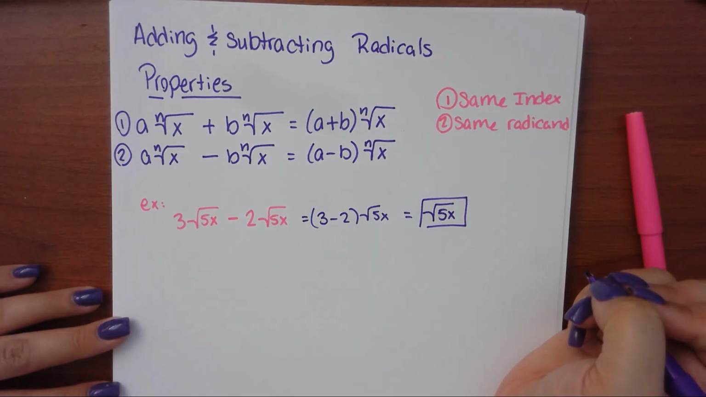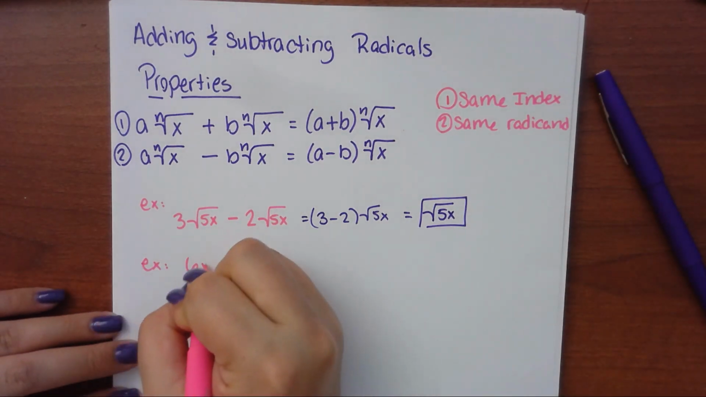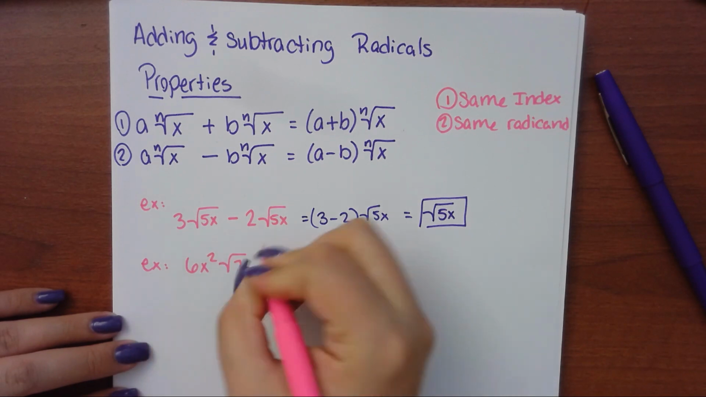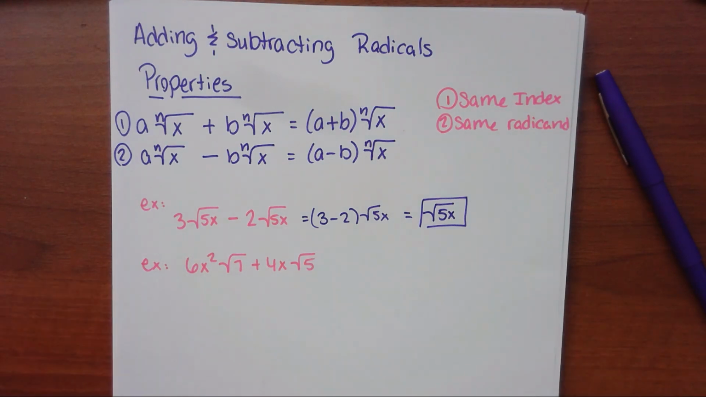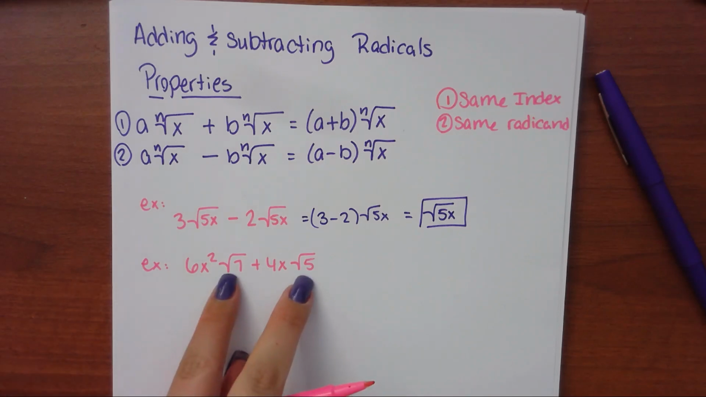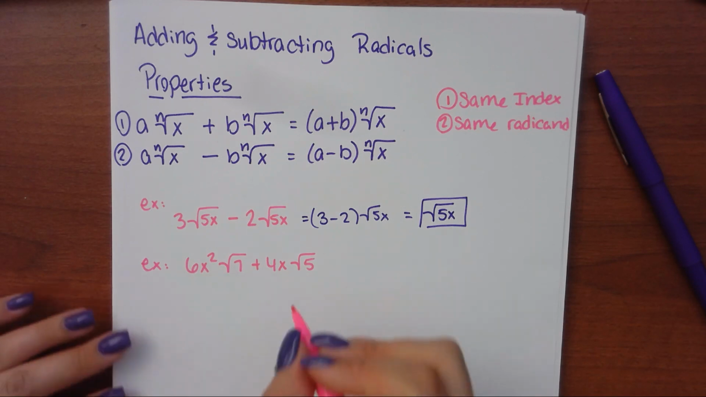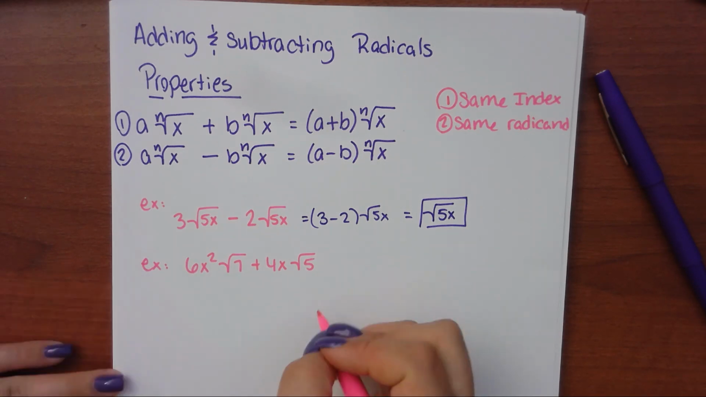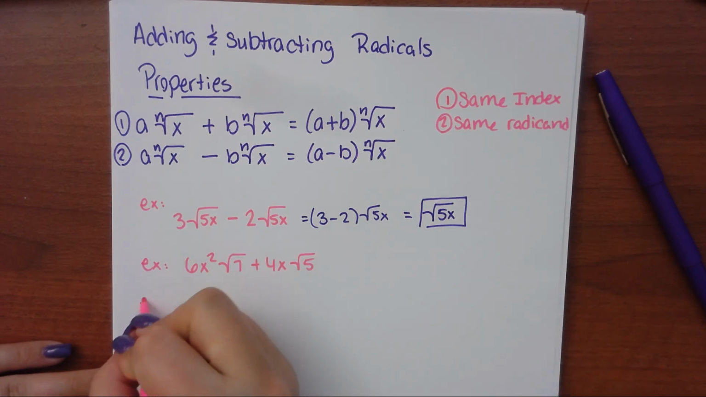Now a couple of issues that you'll run into. The first issue is this: 6x squared square root of 7 plus 4x square root of 5. Note, my radicands are different, but my indexes are the same. There are two issues with this problem. The radicands are different, so automatically I can't do it. And the variables out front are different. They're not like terms, so I cannot add these. There's nothing to be done with this problem. It's already simplified.